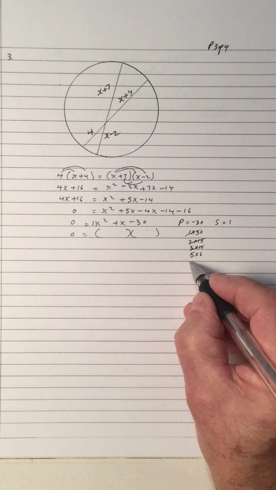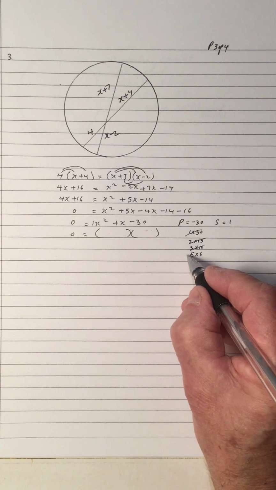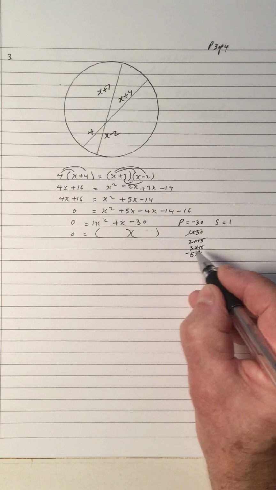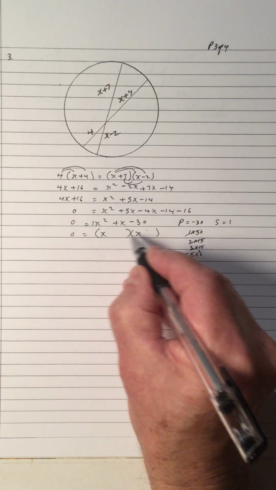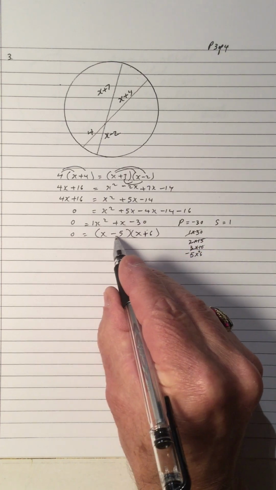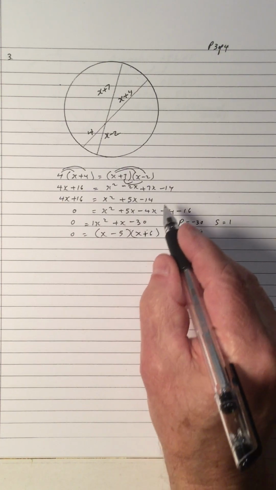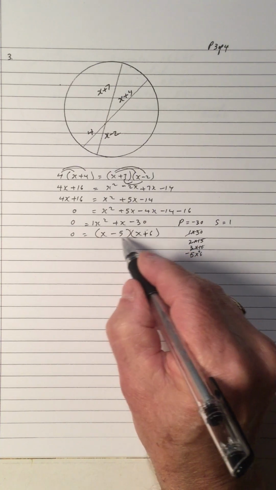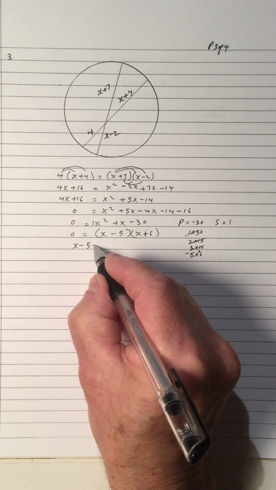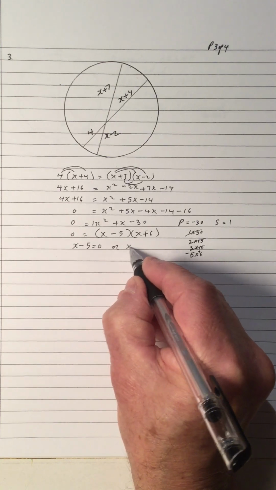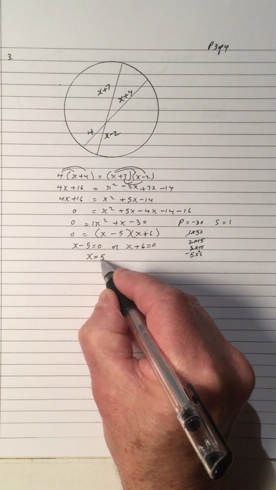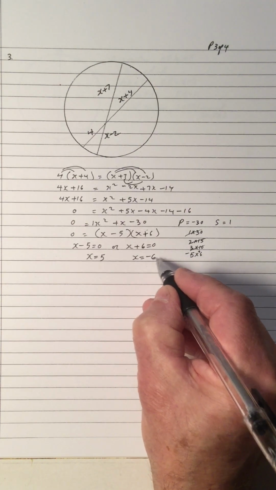So the factors must be, the negative is the 5 and the positive is the 6, so it's negative 5 and plus 6. So it's x minus 5 and x plus 6. Check. Multiply negative 5 and 6 to get negative 30. Add negative 5 and 6, you get a 1. So that means x minus 5 equals 0, or x plus 6 equals 0. x is 5, or x is negative 6.